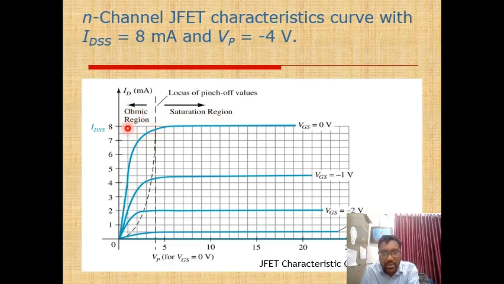One is the ohmic region, and in between it is the pinch off point, and the right side is the saturation region, where the current doesn't change with respect to the voltage increase. So the current value through the JFET is fixed. That's why it is called the saturation region. Whereas in the ohmic region, with increase of voltage VDS, the current value increases gradually.